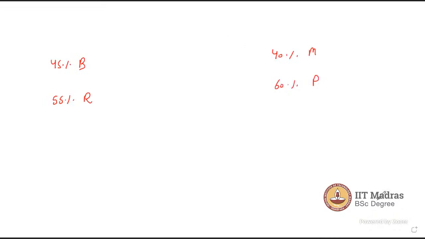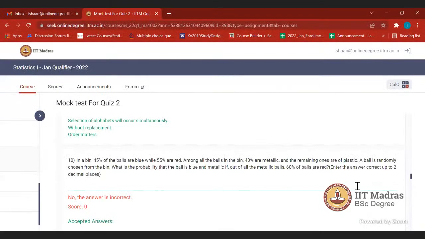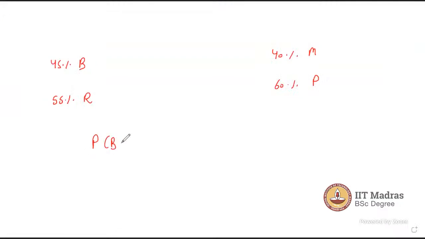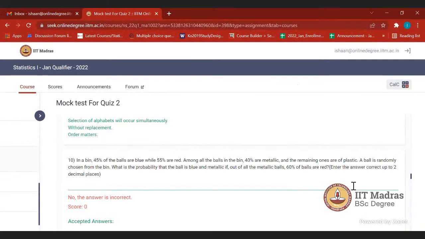Next thing it says is a ball is randomly chosen from the bin. What is the probability that the ball is blue and metallic? So you have to find the probability of blue and metallic. Some additional information is given to you: out of all the metallic balls, 60% of balls are red.